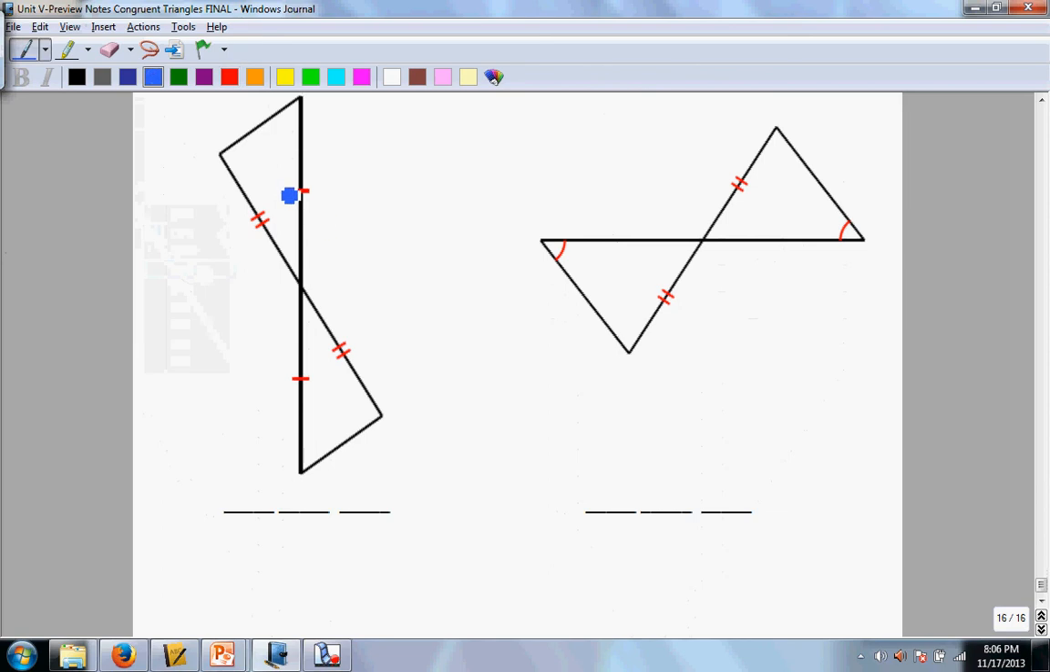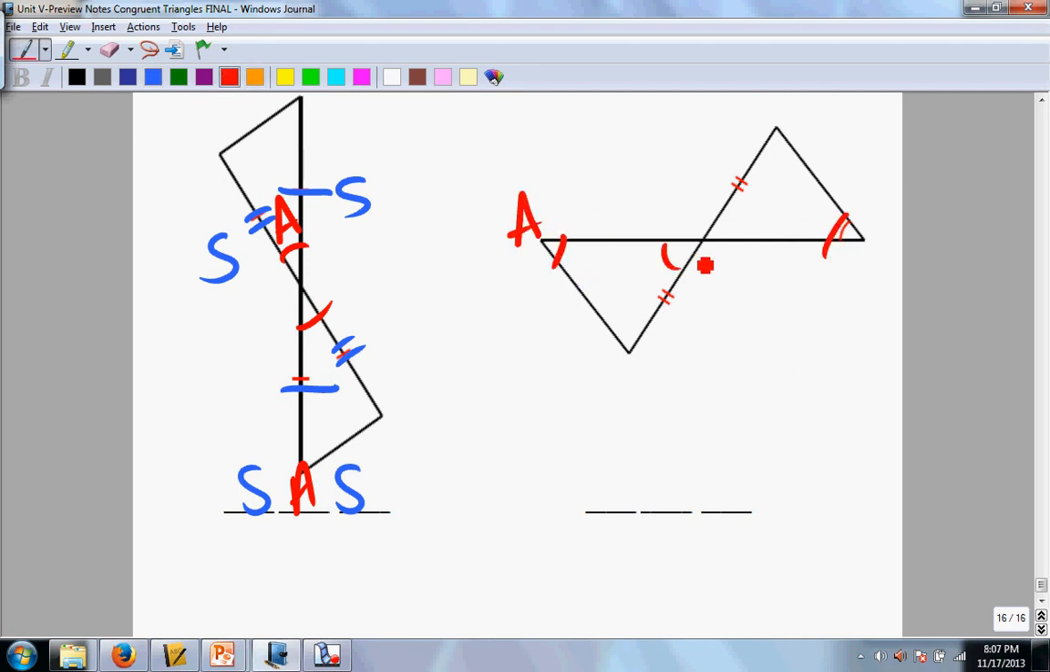Taking a look here, we have a pair of congruent sides. Here we have another pair of congruent sides, and we have the reflexive angle in between. So this is also side-angle-side. Taking a look at this one, we have a pair of congruent angles. We have another pair of congruent angles, and then we have a pair of congruent sides. That side is in the end, it's a tail. So that is angle-angle-side. We'll be doing more of these in class.